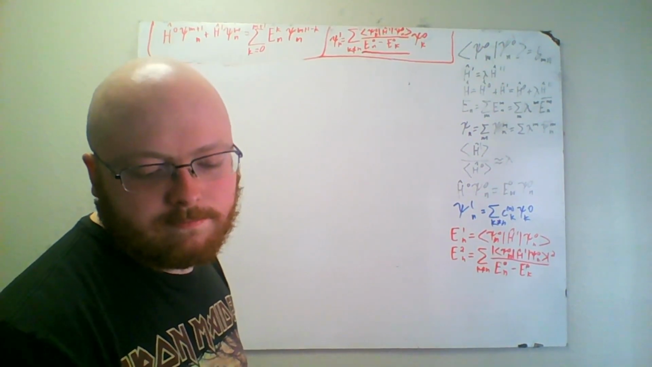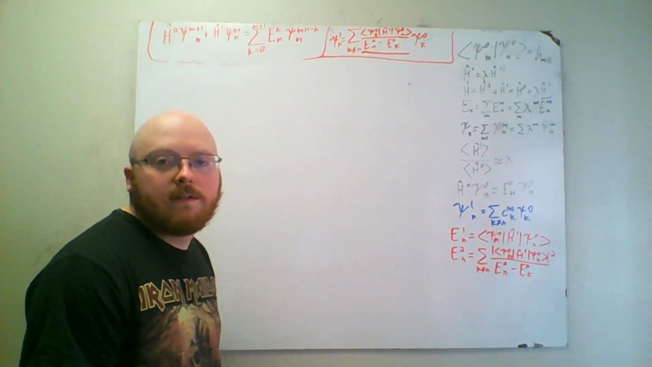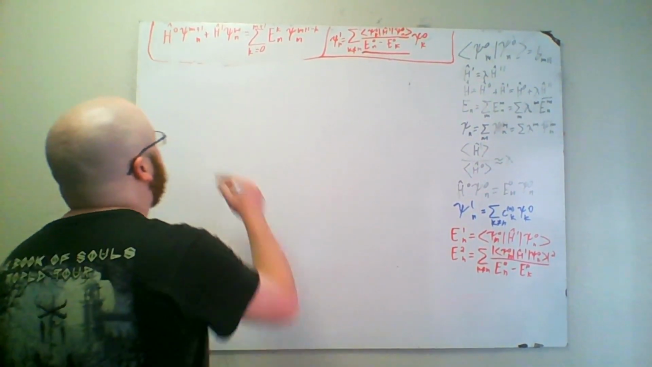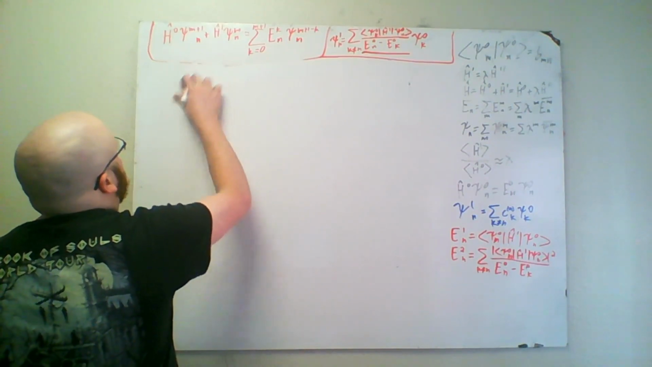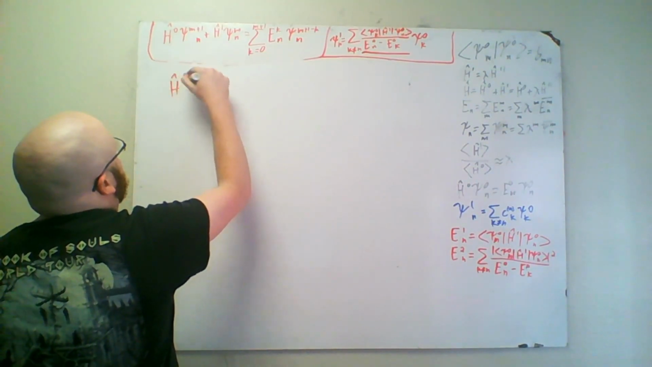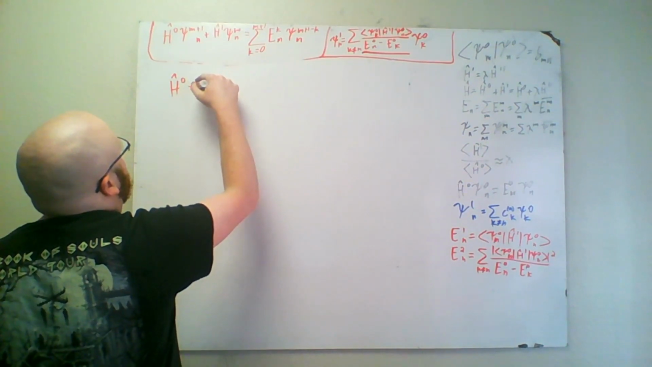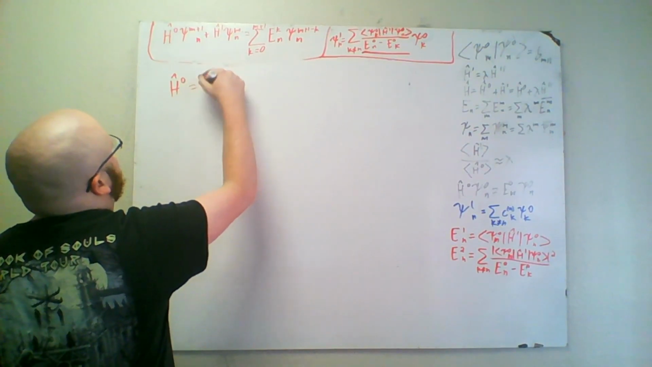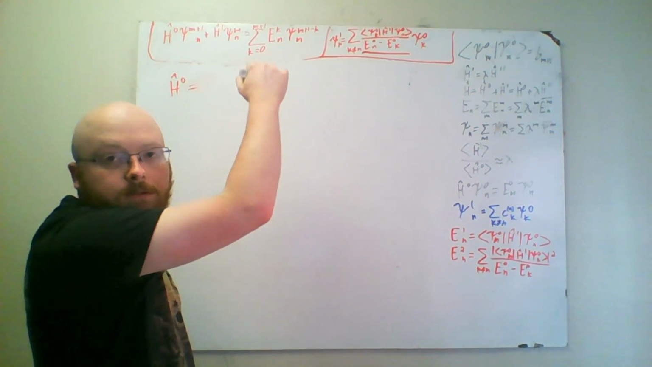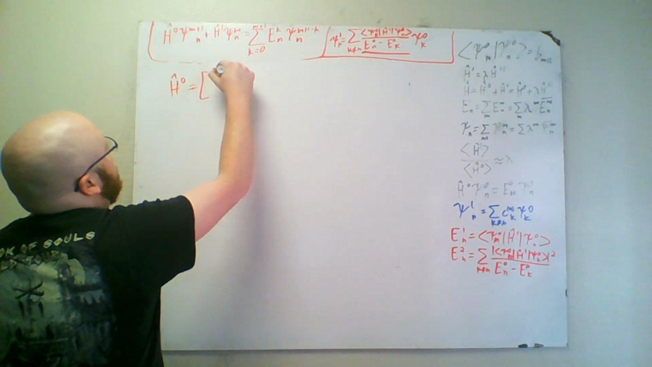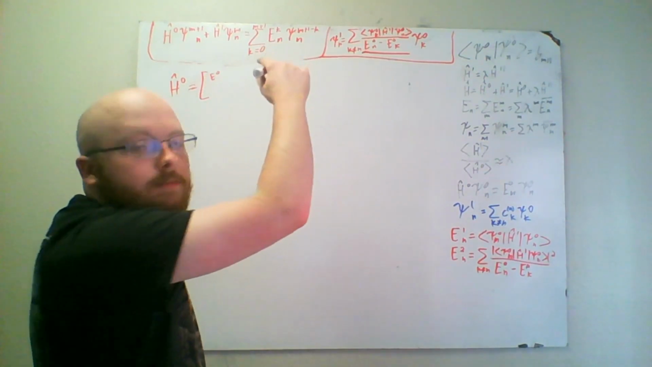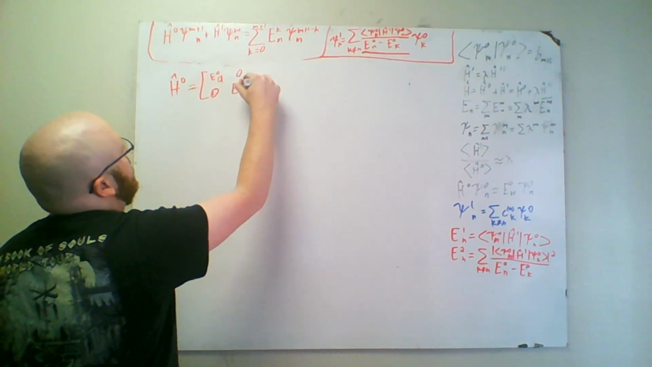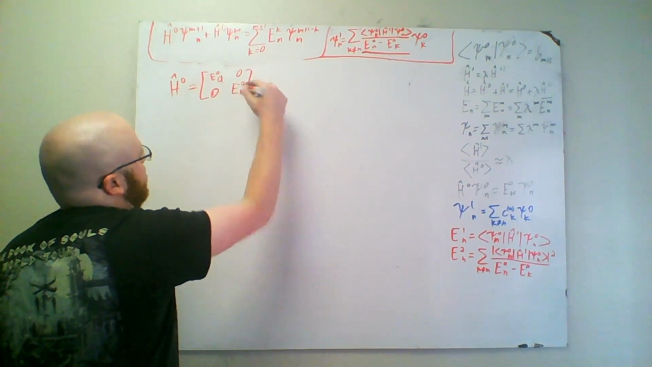So yeah, this is problem 7.4 from Griffiths. This is the most general two-level system. So what we have is H0 equal to the matrix E0, 0, 0, E0. Okay.